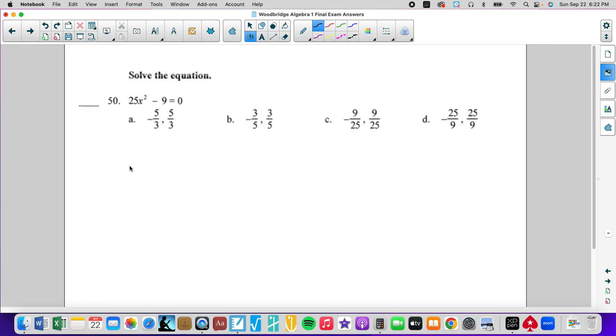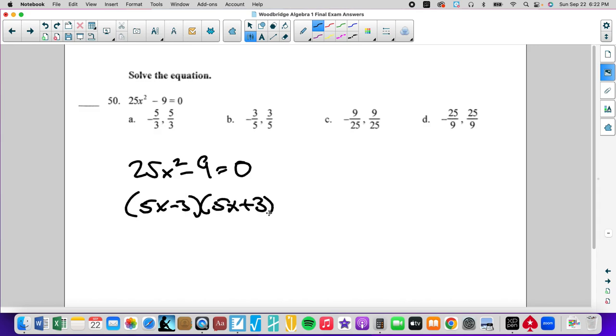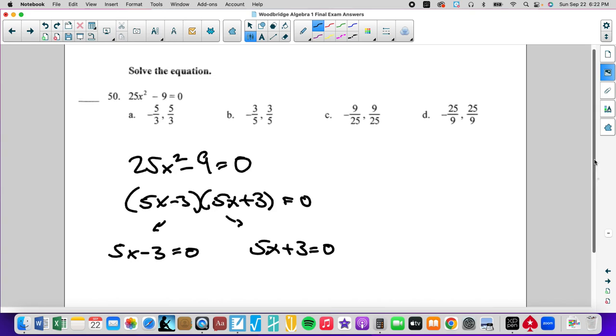All right, solving this we hopefully see is the difference of squares. So solve the equation. We would do 5x minus 3, 5x plus 3 equals 0. We would set each one equal to 0. 5x minus 3 equals 0. 5x plus 3 equals 0.